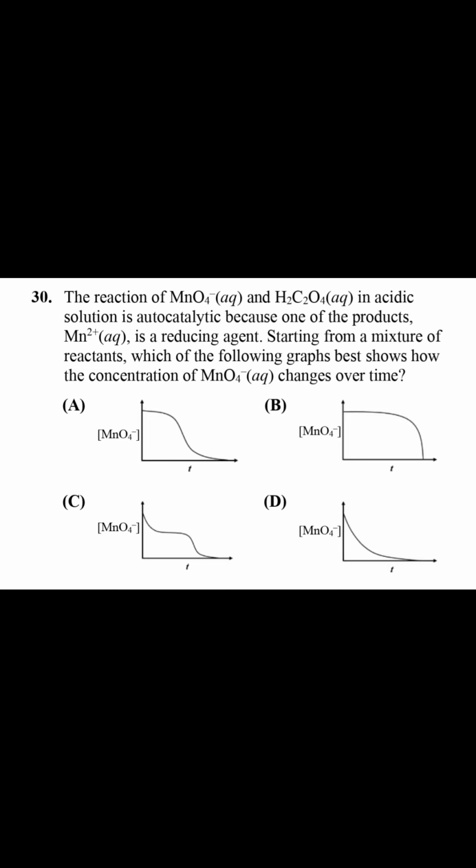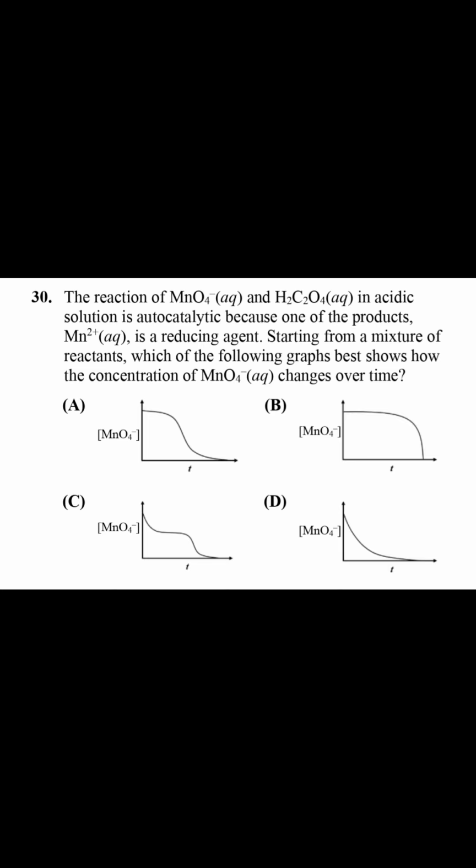So let's get started with the fact that autocatalytic, in case you couldn't tell from the roots in the word, it means that the reaction catalyzes itself. It kind of tells you that Mn2+ is a reducing agent. It means that the product Mn2+ will facilitate the reaction and make it go faster. So that means that the reaction should speed up over time.